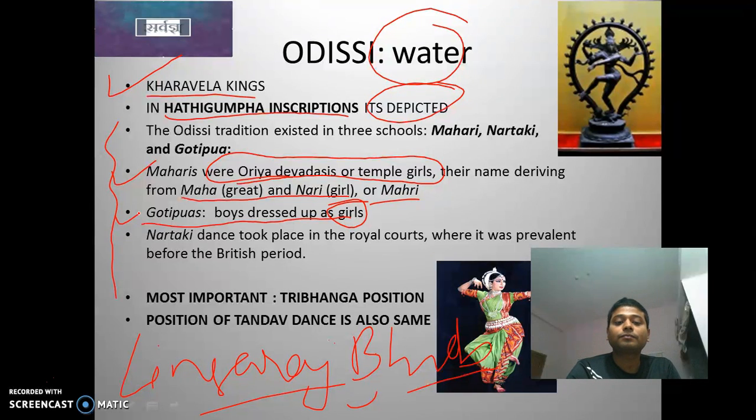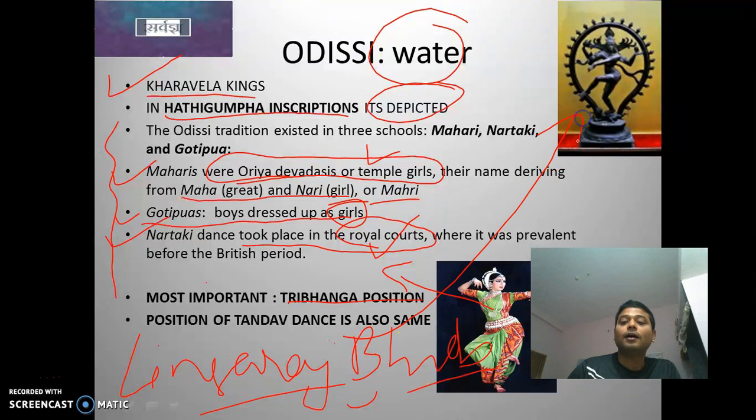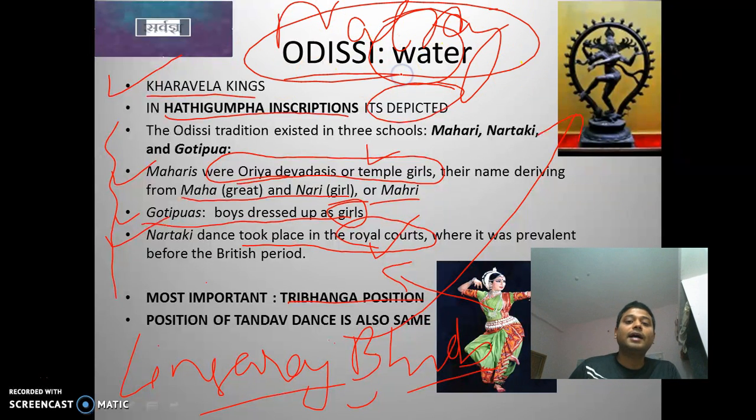Now the third one is Nartaki. Nartaki dance took place in royal courts. So the difference between Maharis and Nartaki is that Maharis used to dance in temples, but the Nartaki used to dance in royal courts. Now the important part of this dance is the Tribhanga position. You see this position. This position is called Tribhanga position. This similar kind of position is also visible in Natraj. Natraj means the king of dance.